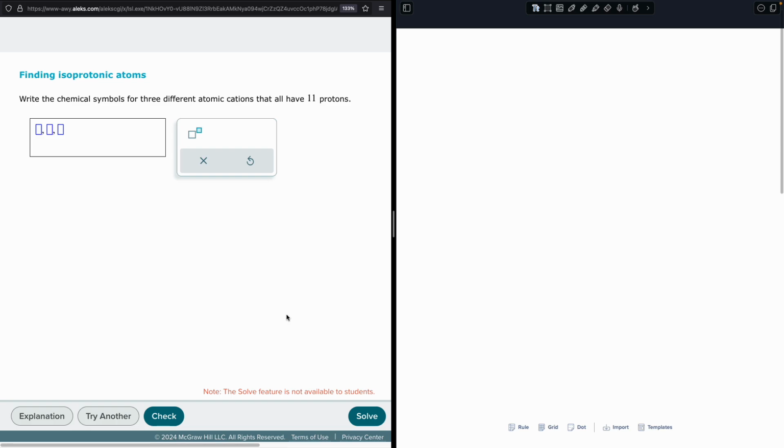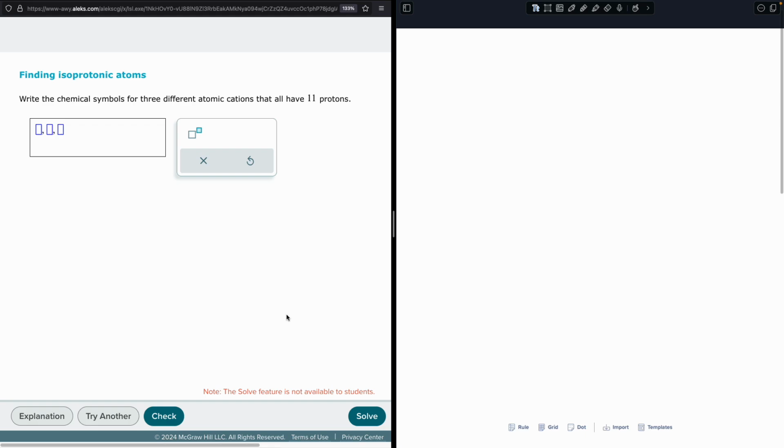Topic that's due tomorrow, and roughly half the class hasn't done it yet. So I'm hoping this video will help a little bit. The title is called, as you see, finding isoprotonic atoms. So what that means is we're looking for atoms that have the same number of protons in them.